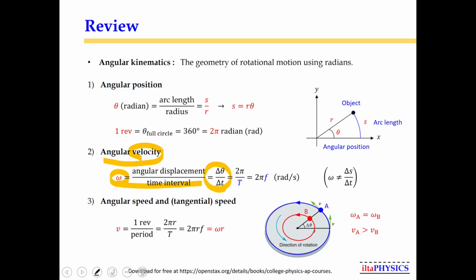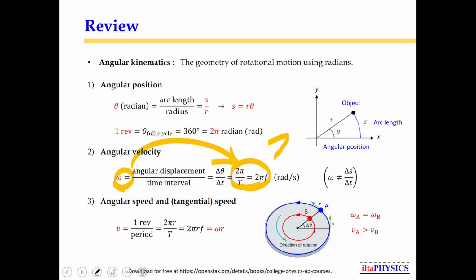In circular motion, we refer to this rate of change as angular velocity, and it can be expressed with the following formula. If we express angular velocity using the period and frequency of the circular motion, it looks like this. One thing to be careful about: angular velocity is NOT the distance traveled divided by time. Make sure you accurately understand it as the displacement of angular position divided by the time interval.